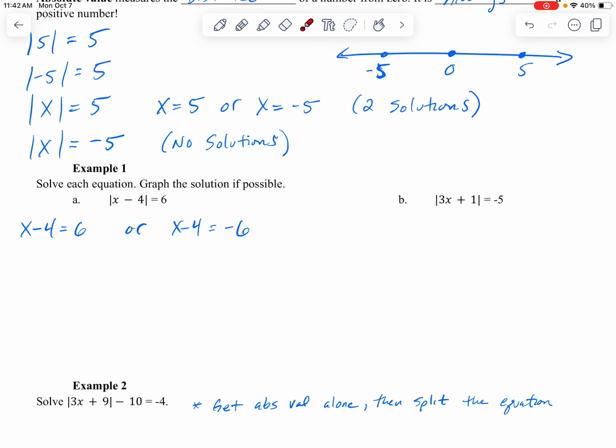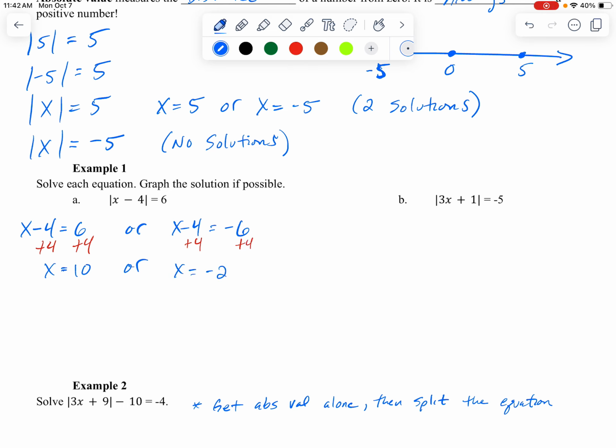When we solve these, we solve them just like we always have. I'm trying to get x by itself. I'm trying to find that value of x that makes this true. And so all I would do is add 4 to both sides. And we would get x equals 10. When we do it on the other side, same process, plus 4, we would see x equals -2, because -6 plus 4 is -2.